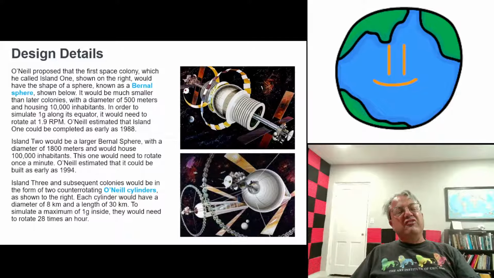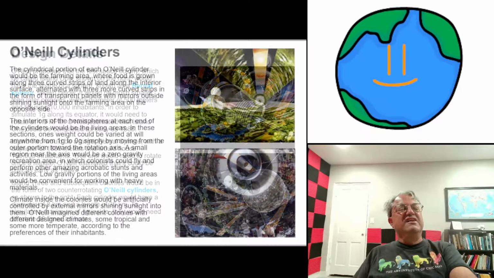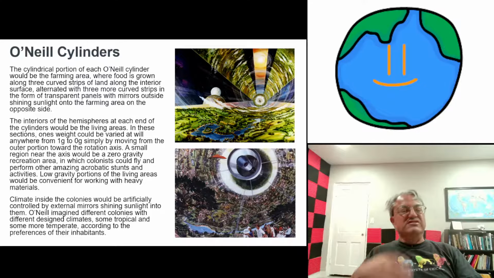And these O'Neill cylinders would be really, really big. He estimated the diameter of island 3 would be 5 kilometers, and the length would be 30 kilometers. These things would be huge. And I don't even know how many inhabitants they'd have. I think at least 1 million. I mean, they'd be like large cities, basically. Large cities in space. And I want to talk about the interiors of these O'Neill cylinders.